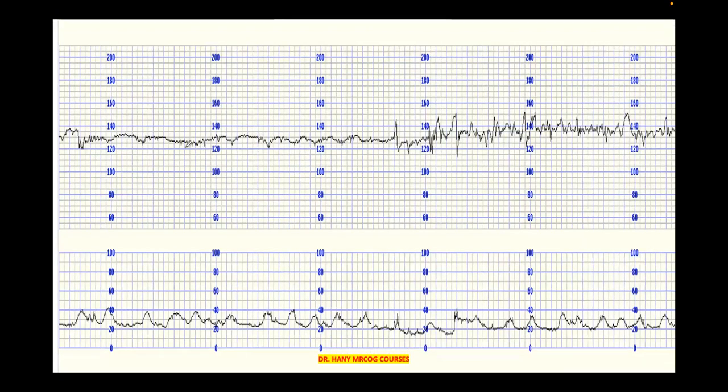How to check the variability? It will be one minute to check the lower part and the upper part in one minute. This is according to the machine; it may be 5 minutes or 10 minutes, one centimeter in one minute. This is how to adjust the machine. This period is reduced variability and this period is good variability, between 5 and 25. This is the baseline, 140 up to 160, normal variability, from 5 to 25.